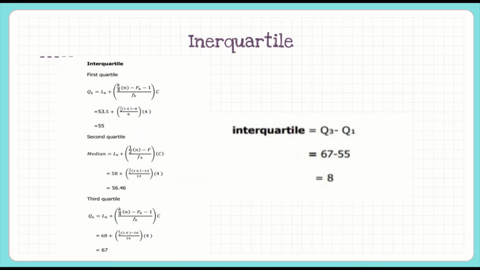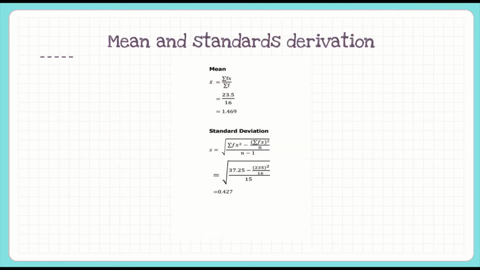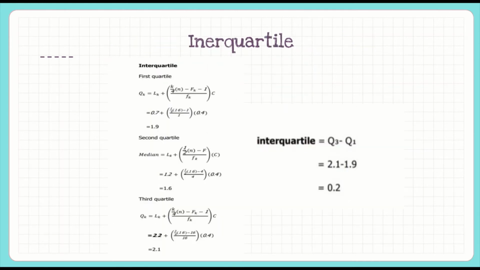For Kelantan, the mean is 1.469 and the standard deviation is 0.427. Using the formula quartile 3 minus quartile 1, the answer we got is 0.2.